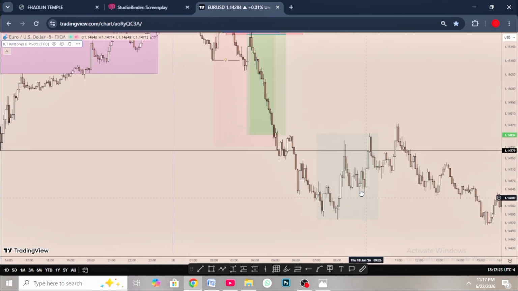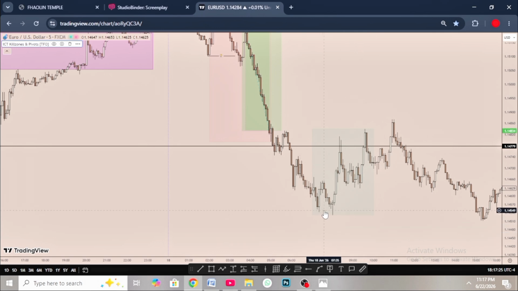I don't know any. But then in the London session, the New York session, this was the trade for the London session. You can see that price retraced a little bit, right? Retraced, formed equal highs around this region.